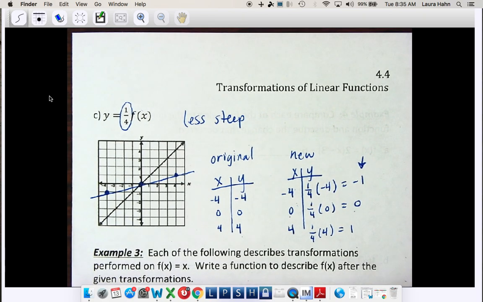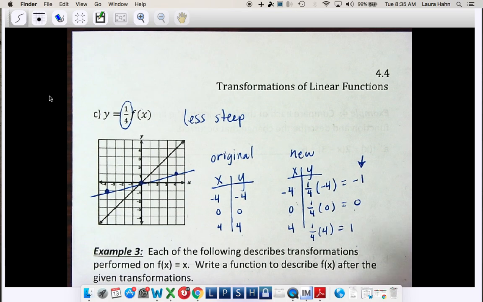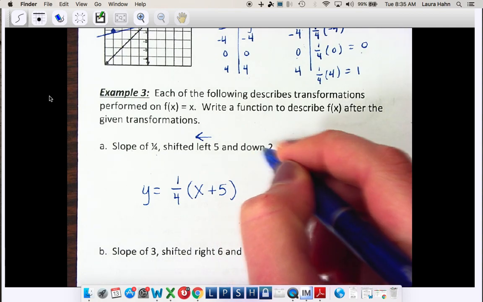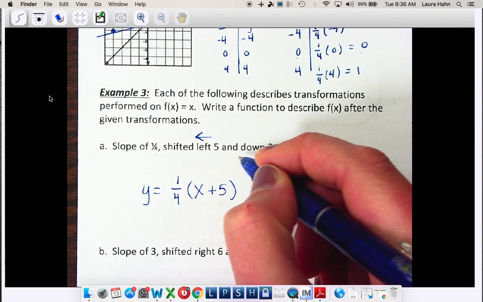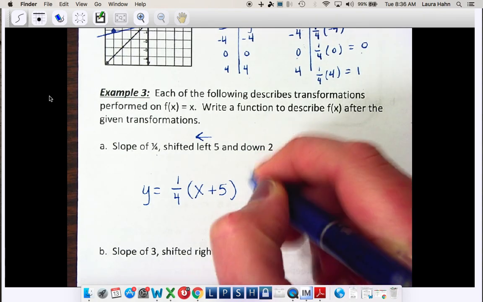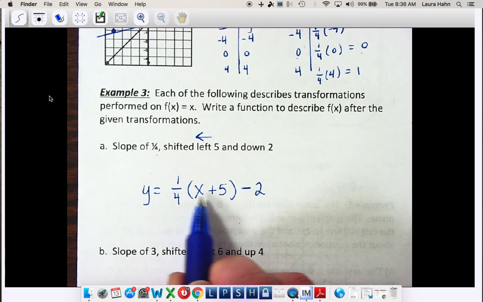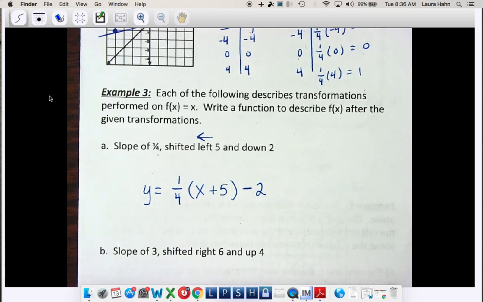Okay, remember we said that x's are liars. So naturally, if I was thinking left, I would think minus. But since x is a liar, I'm going to put a plus. Down 2, oh, I'm sorry, guys. Down 2 happens on the very end. This one is not a liar. We put what we think it is. Down is subtract 2. Remember, only the x's are liars, so if it's moving left or right, it's opposite.